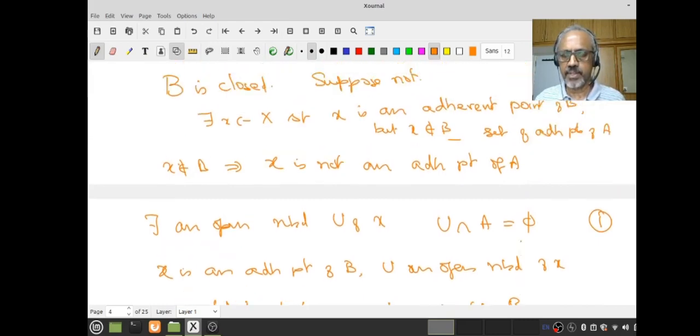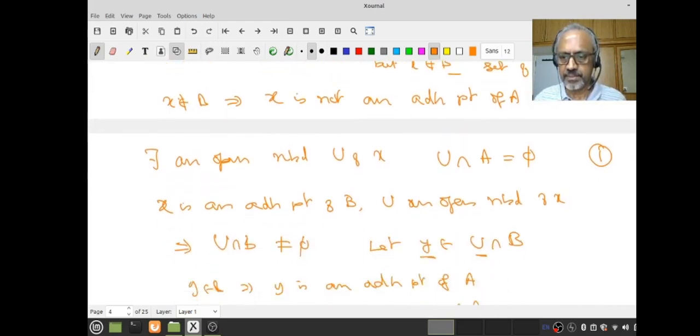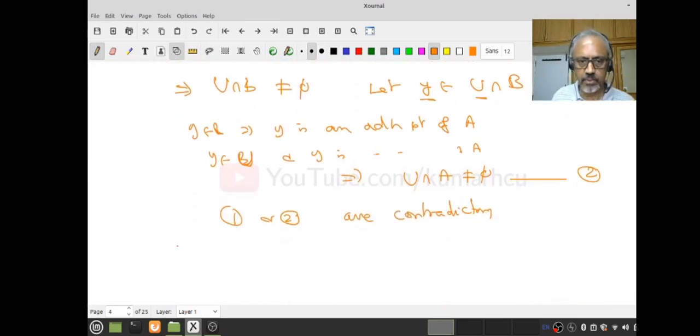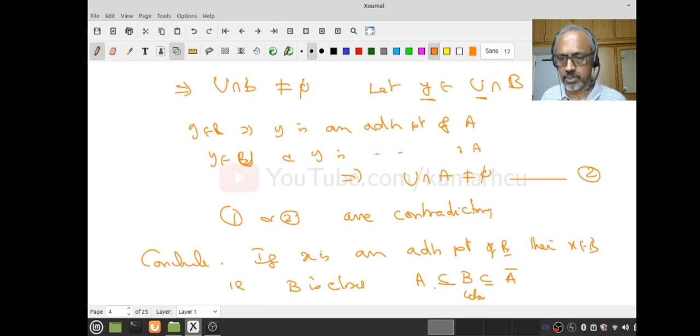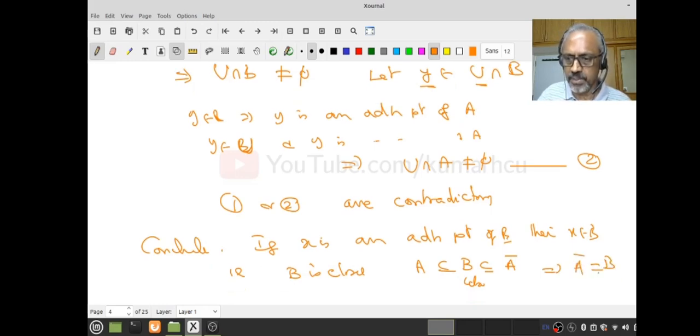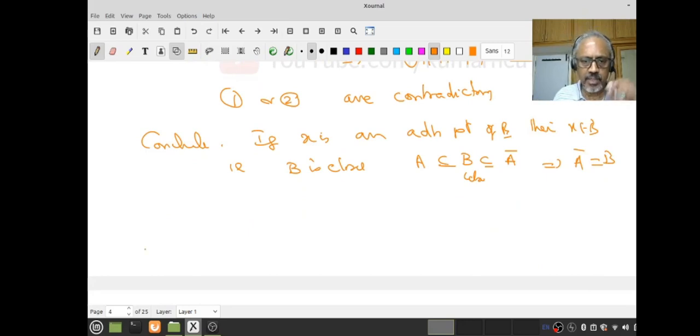So this contradiction shows what? If x is an adherent point of B, it must be in B. Therefore we conclude, if x is an adherent point of B, then x is in B, that is, B is closed. So A is a subset of B, and B we already saw is a subset of the closure, but B is already closed, and the closure of A is the smallest closed set which contains A. Therefore the conclusion is that the closure of A is nothing other than B. So we have a complete description. Do you see that? So we have a concrete description.